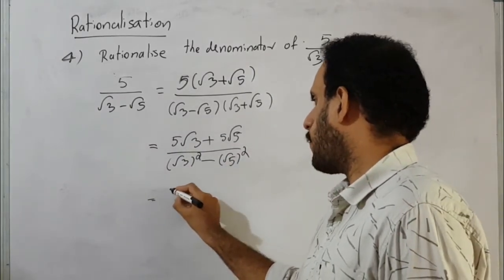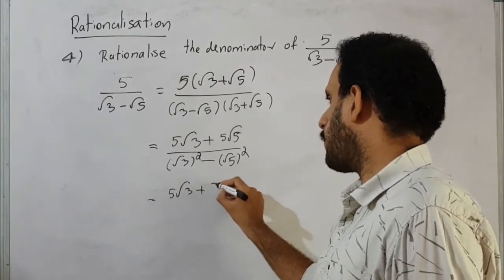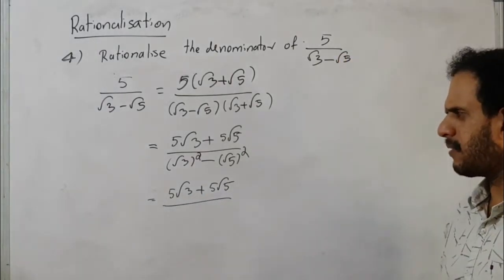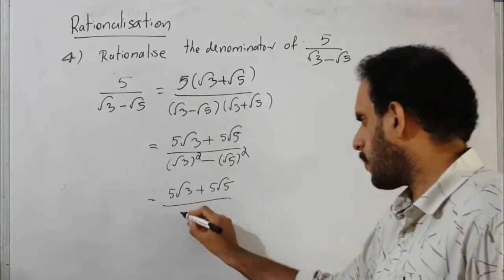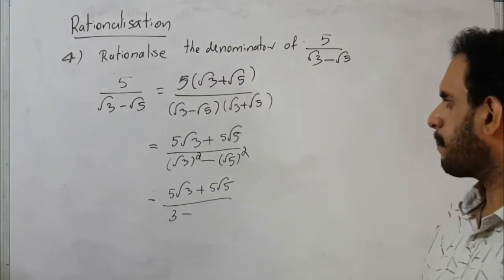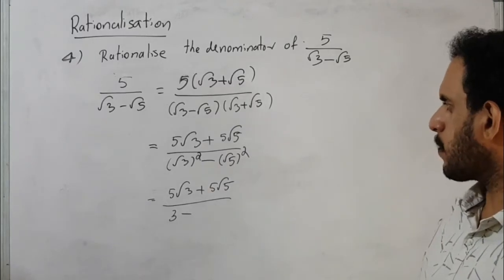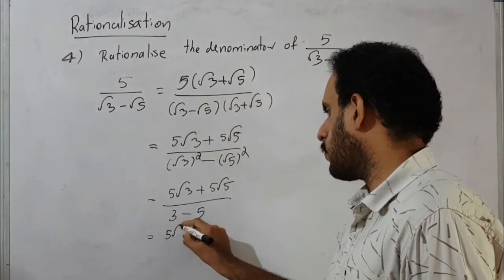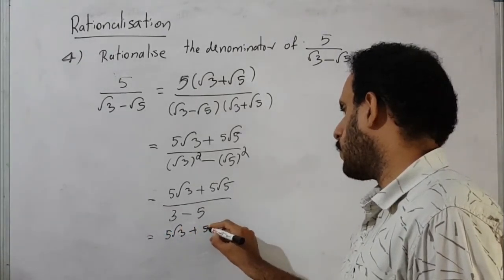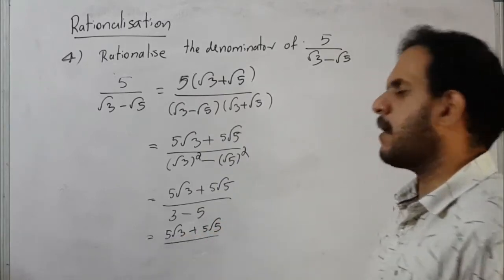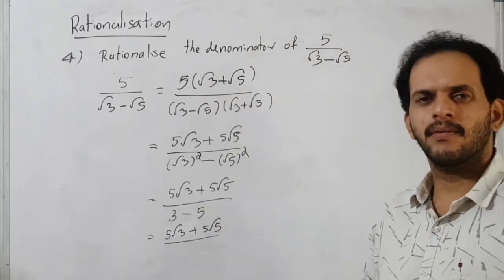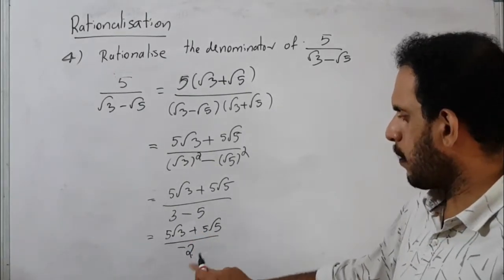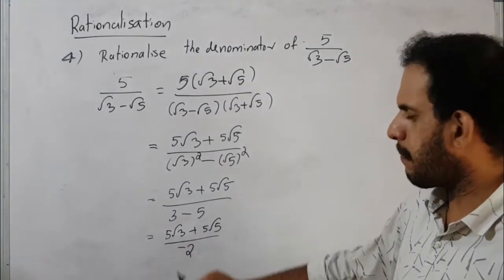It is equal to (5 root 3 plus 5 root 5) by, what is root 3 whole square? Root 3 square is 3, minus, what is root 5 square? Root 5 square is 5. Equal to (5 root 3 plus 5 root 5) by, what is 3 minus 5? 3 minus 5 is minus 2, correct? Minus 2. So we rationalize the denominator, but here the denominator contains a minus symbol, correct?